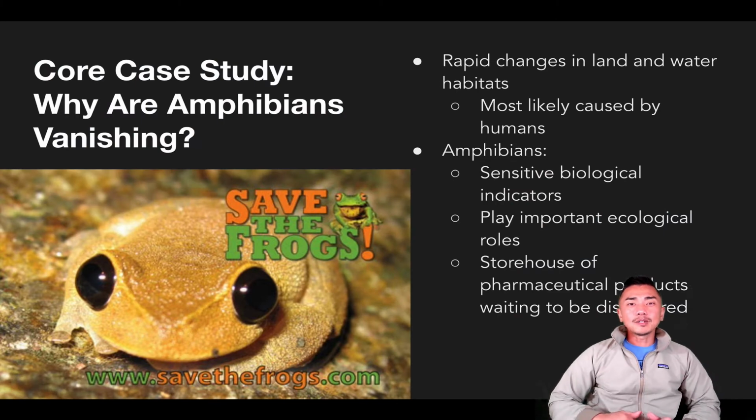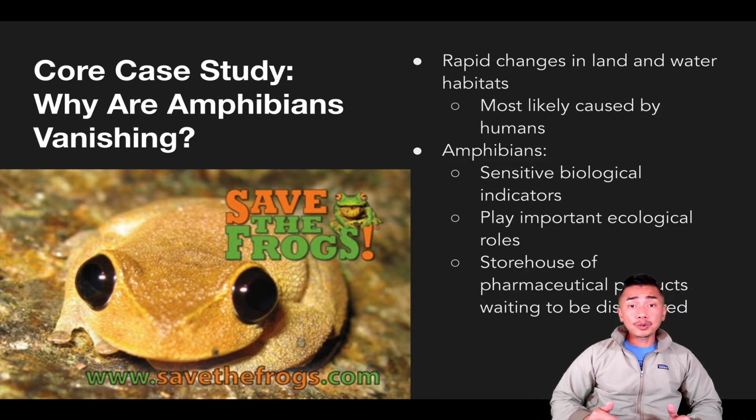The case study that this chapter starts off with is the curious case of the missing amphibians. Amphibians are animals like frogs, toads, newts, and salamanders, and they're becoming endangered and even extinct at alarming rates. We believe that this is happening because of the alteration of land and habitat by human activity.